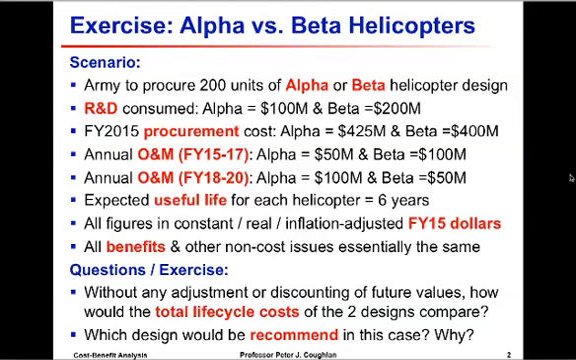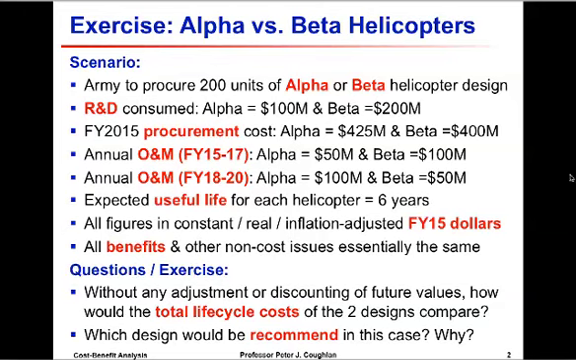You're also given the procurement cost. The first year in which you will actually be purchasing and using these helicopters is FY 2015. And you're given the annual operating and maintenance budget. For the first 3 years, it is 50 million for Alpha and 100 million for Beta. But then it changes in the latter 3 years, to $100 million for Alpha and 50 million for Beta. The useful life is exactly those 6 years, so we're looking at a 6-year time frame.